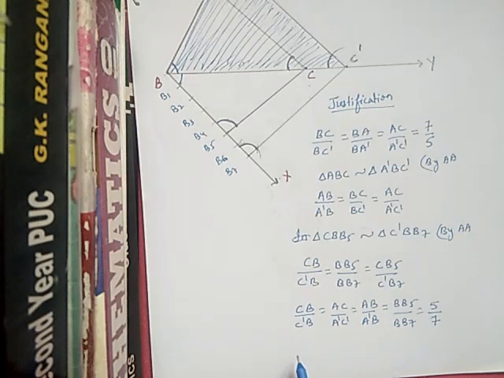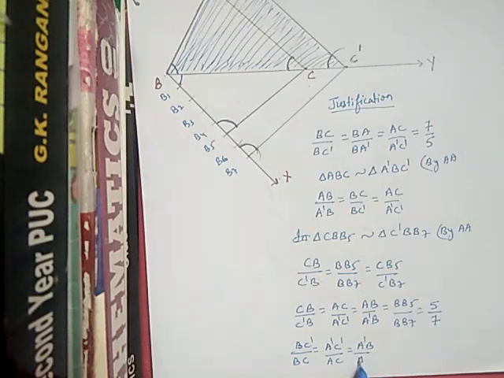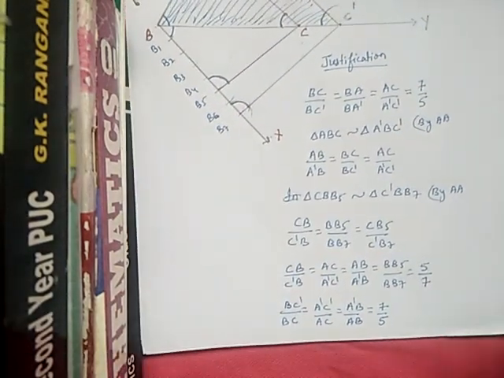Just by taking the reciprocal, you can take here just as BC dash divided by BC is equal to A dash C dash divided by AC is equal to A dash B by AB is equal to what? 7 by 5. So see here, what is this? This also you can see here BC dash. So here BC dash, from here to here it is 7. So see here 7 by 5.